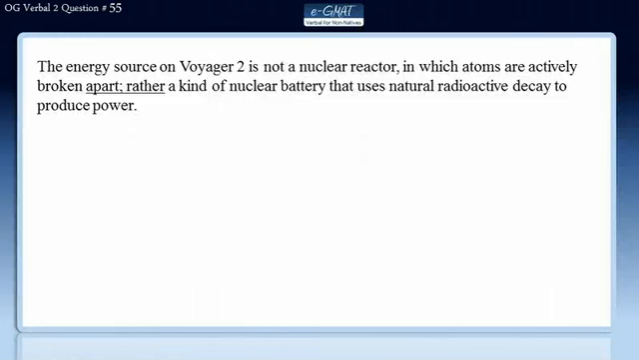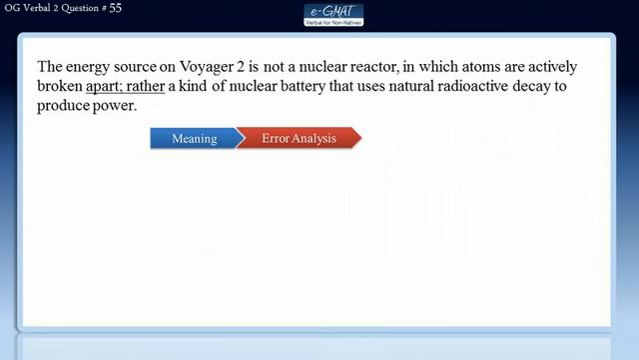We will solve question number 55 of OG Verbal 2nd edition by using the e-GMAT 3-step process. In the first step, we will understand the meaning of the sentence. In the second, we will evaluate the errors in the sentence, and finally, we will review all the answer choices to get to the correct answer.